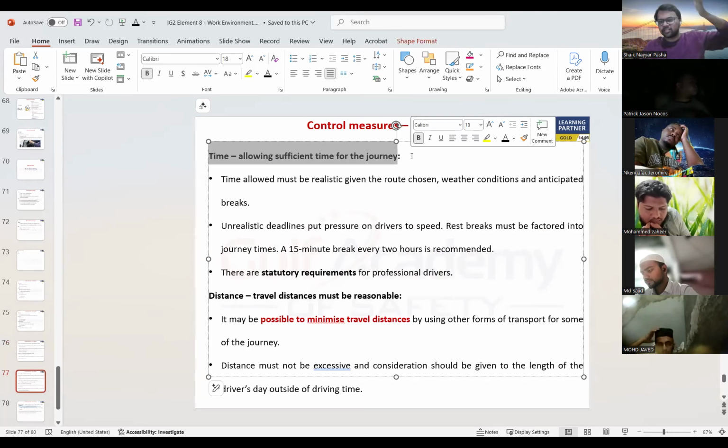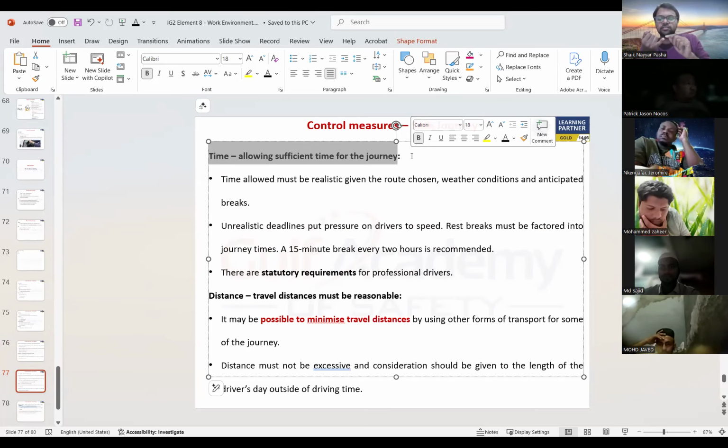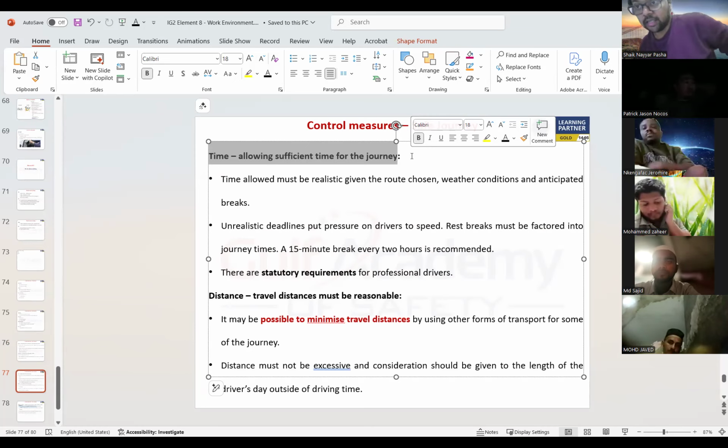And whatever time, just now what we discussed, whatever time you are allowing for traveling, that should be reasonable. Means considering the road conditions, weather conditions, the driver's time, break timings, the number of kilometers, the number of rest points for the workers. So all these factors should be considered when you are giving a deadline for what time you have to reach. So that is very important.